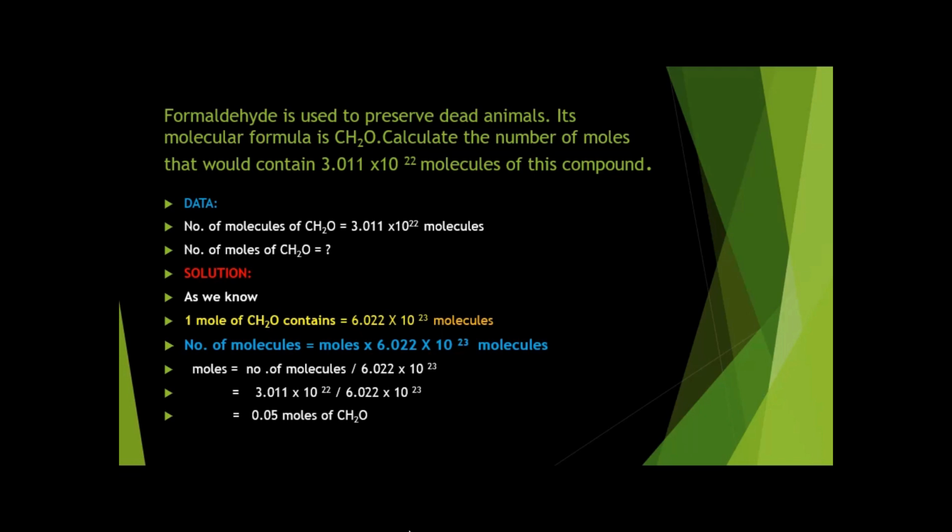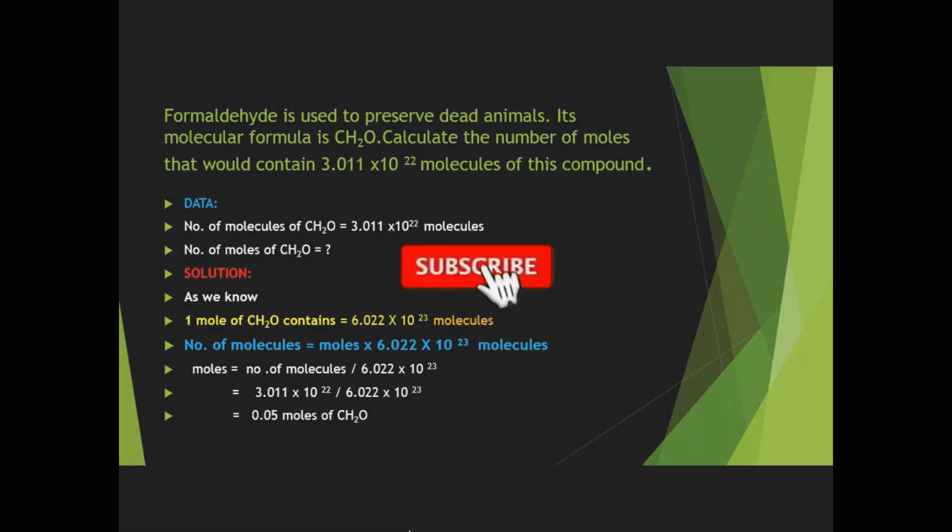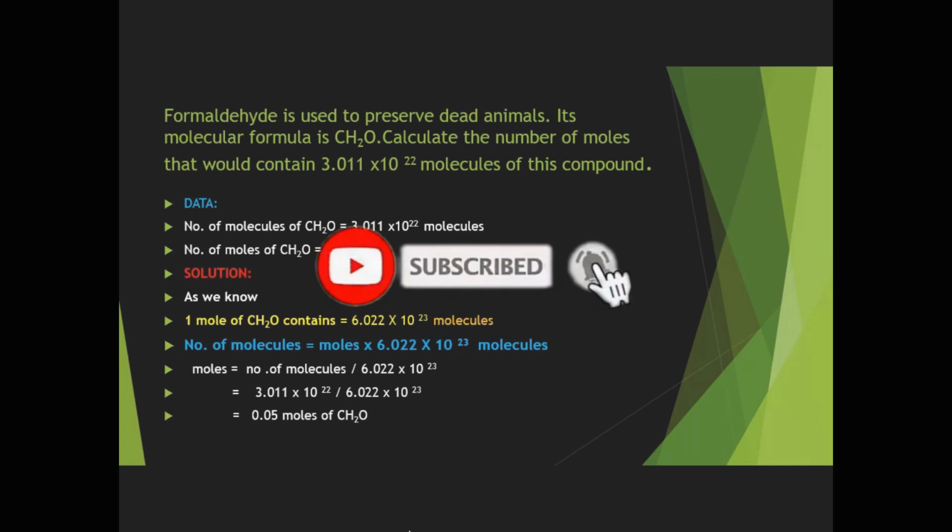formaldehyde. So students, whenever we have the number of molecules 3.011 × 10^22 molecules of formaldehyde, we get the number of moles 0.05 moles of formaldehyde. Yes students, this is our answer.